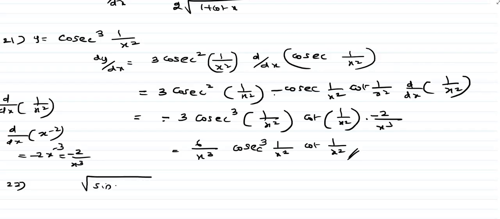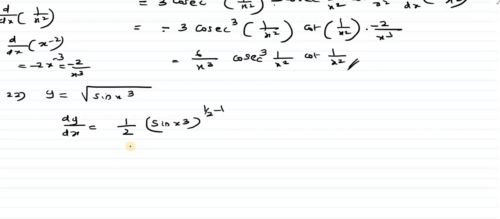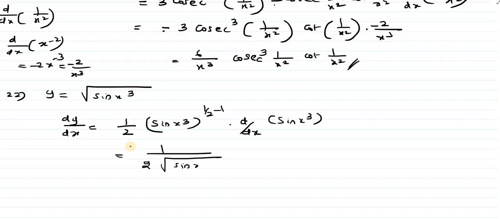Under root sine x cube. Very simple, right? Already multiple times we have done like this. So what it is? D by dx, first power, that is 1 by 2 sine x cube to the power 1 by 2 minus 1. Correct? Then differentiation of sine x cube. So what it will be? 1 by 2 root sine x cube.